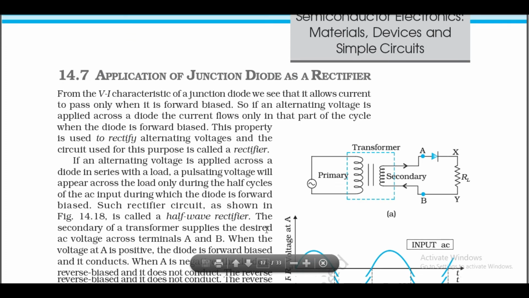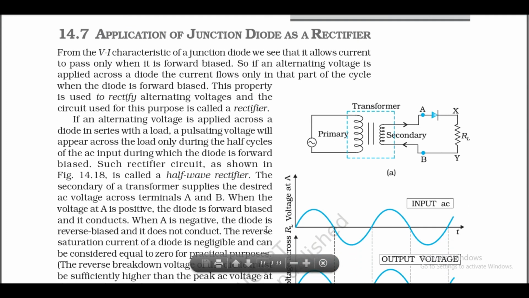14.7 Application of junction diode as a rectifier. From the V-I characteristics of a junction diode, we see that it allows current to pass only when it is forward biased. So, if an alternating voltage is applied across a diode, the current flows only in that part of the cycle when the diode is forward biased. This property is used to rectify alternating voltage, and the circuit used for this purpose is called a rectifier.